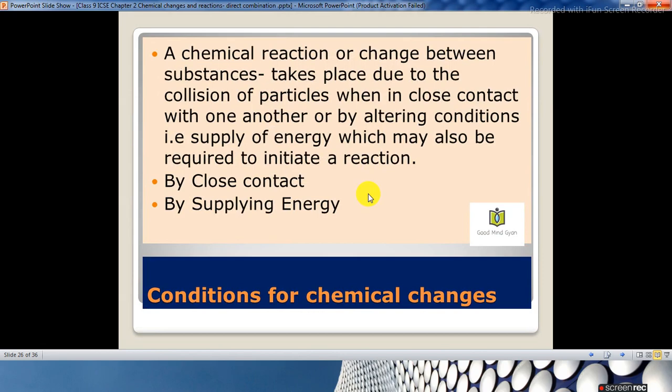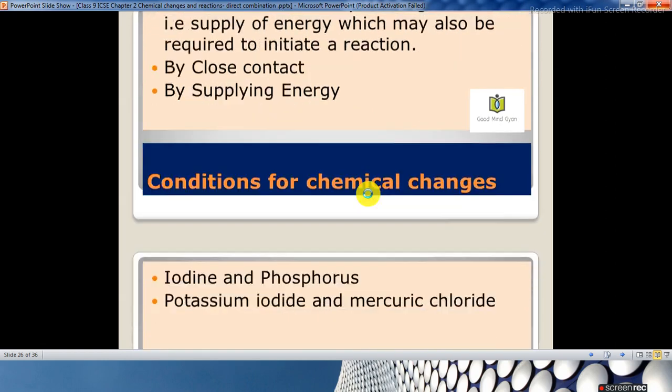Now we know what a chemical change is, or what a chemical reaction is. A chemical reaction or a change between substances takes place due to the collision of particles. Whenever the particles collide with each other, a reaction will take place. So for that, they have to come in close contact with one another, or by altering the conditions, that is, supply of energy, which may also be required to initiate a reaction. So what is here? We require close contact, and the other is we require supply of energy. Let us see each one by one.